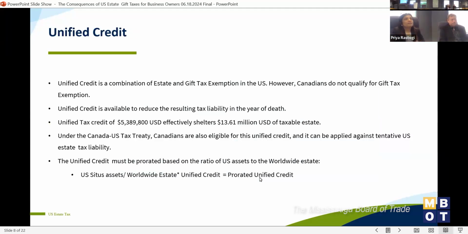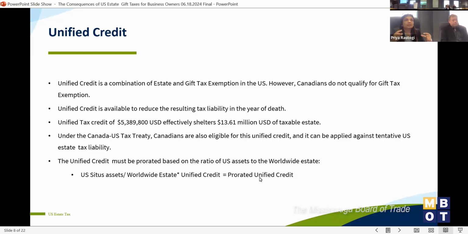Now, we'll talk about the credit. We have been talking about the exemption, which is the $13.61 million exemption. How is this exemption linked to the credits? The US has a term called unified tax credit, which is a combination of the estate and gift tax exemption in the US. Being Canadian, we don't qualify for the gift tax exemption. So to start with, we will have the $13.61 million exemption. The unified tax credit is a credit calculated on the $13.61 million of taxable estate to determine the tax available to reduce the tax liability in the year of death.